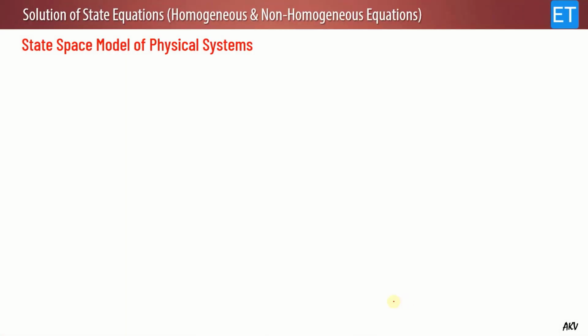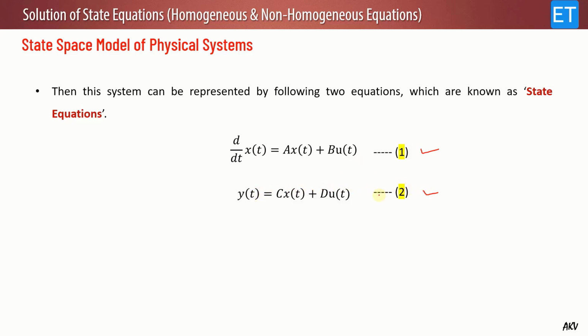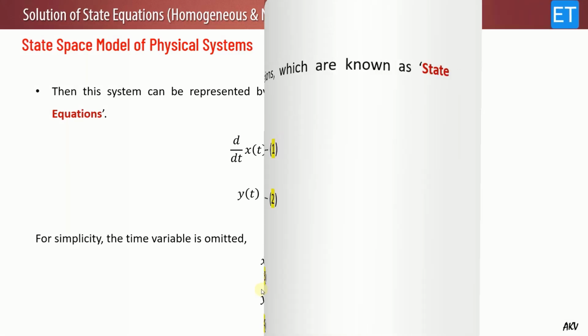So we know that in state space such MIMO systems can be well represented by the following two equations, which are known as the state equations. The first equation is d/dt x(t) = Ax(t) + Bu(t), and the second is y(t) = Cx(t) + Du(t). For simplicity, sometimes the t variable is omitted. So in compact form, you can write these equations as x dot = Ax + Bu and y = Cx + Du.